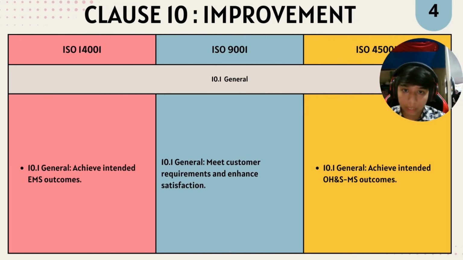Next, for Clause 10, Improvement. ISO 14001 is to achieve the intended EMS outcomes. ISO 9001 is to meet customer requirements and enhance customer satisfaction. And ISO 45001 is to achieve the intended OH&S management system outcomes.